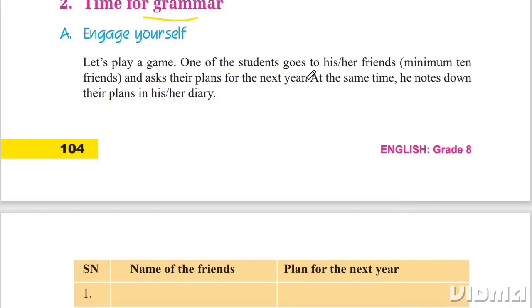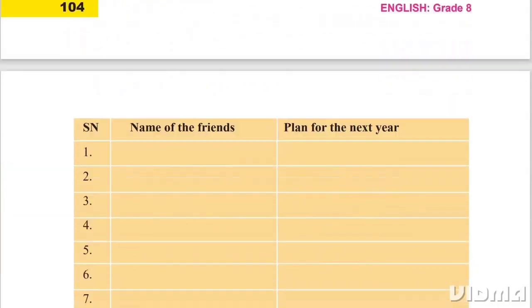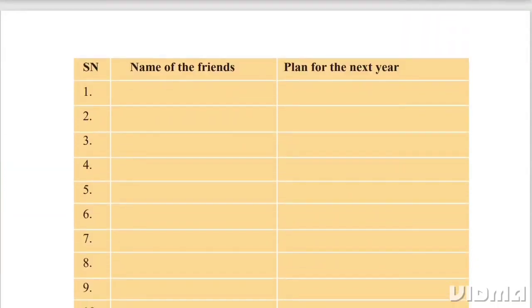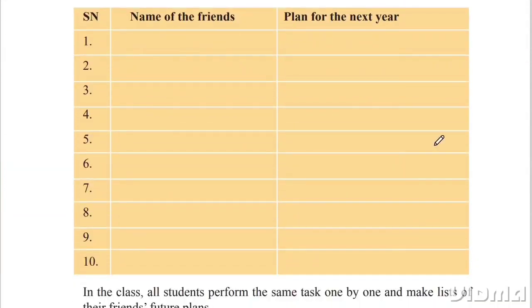Let's play a game. One of the students goes to his or her friends, minimum 10 friends, and asks their plans for the next year. At the same time, he notes down their plans in his or her diary. So you have to ask your 10 friends about their plan for the next year. You have to write their name here and you have to write their plans over here. Okay, let me give you a sample answer.